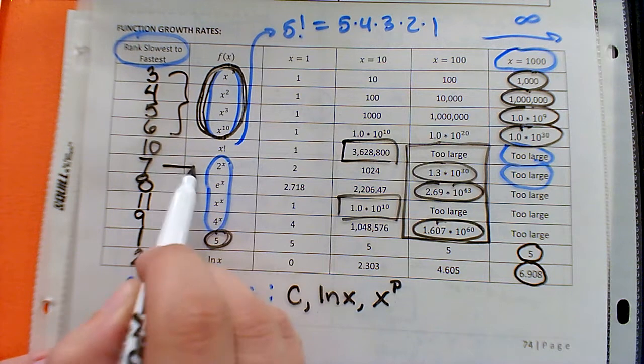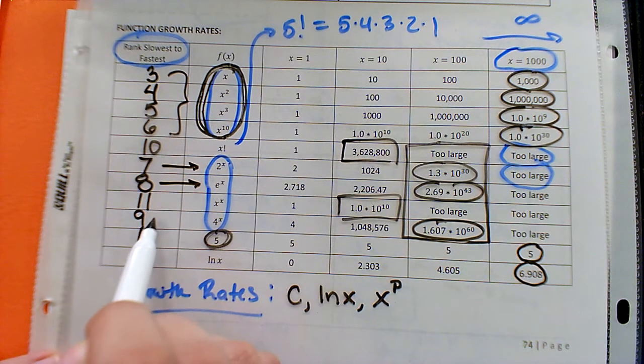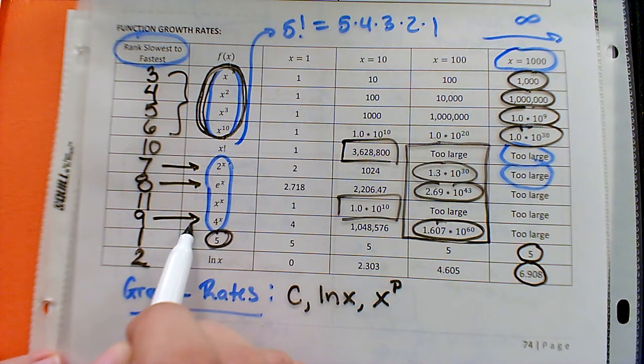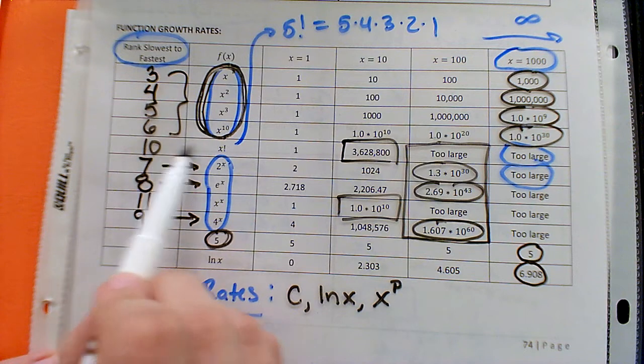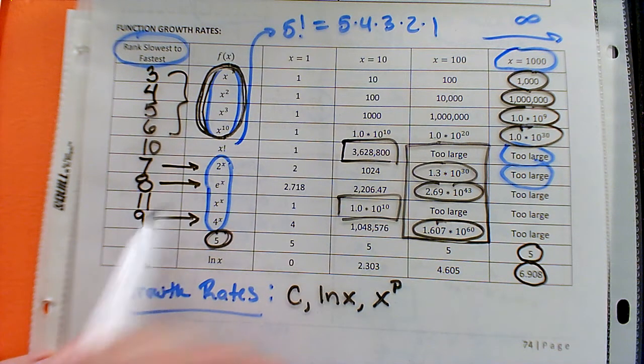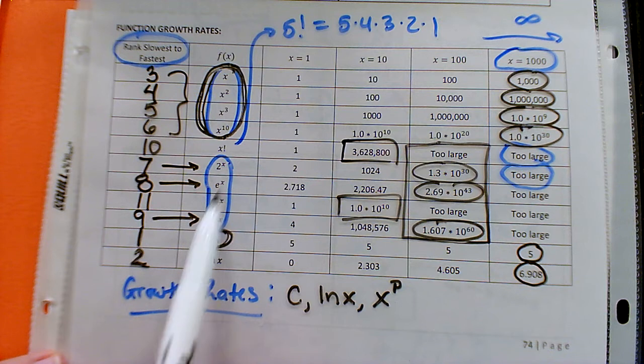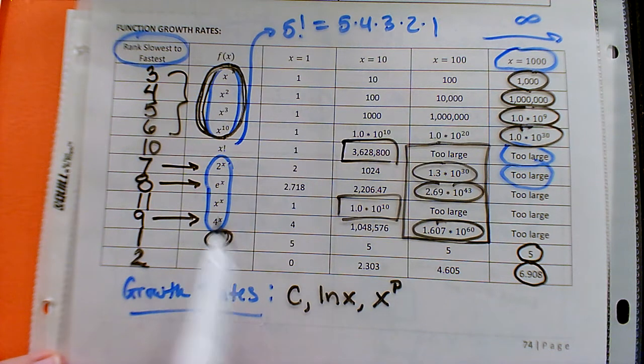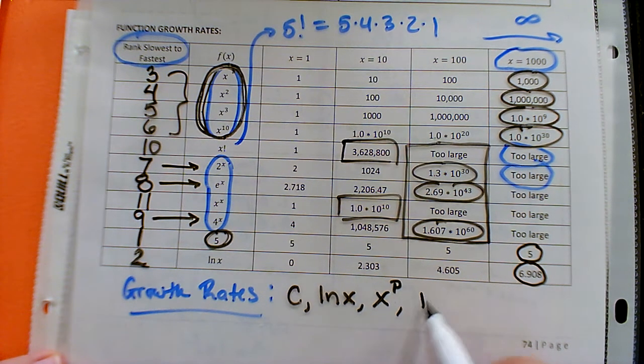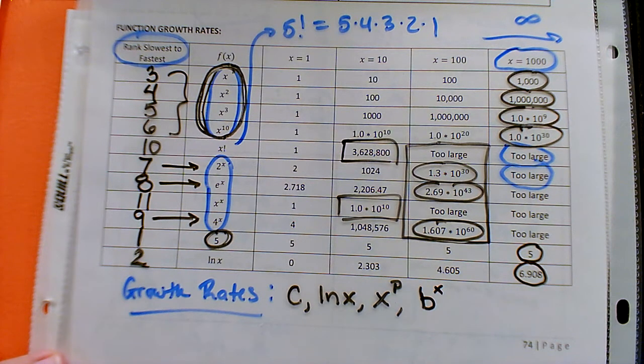All right, the next ones we had 7, 8, and then 9. 10 looked a little different, but notice how 7, 8, and 9 all look the same. We have a number to a power. Is that right? So maybe we have a base to a power. Those are our exponential functions.